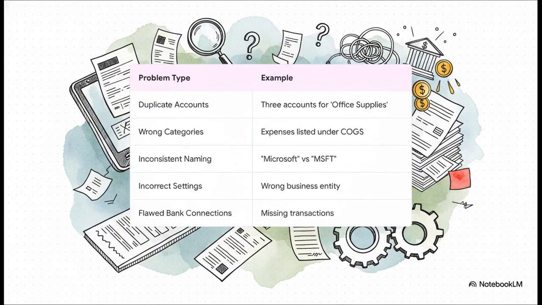And the audit is incredibly comprehensive. I mean, it goes way beyond just duplicate accounts. It catches everything from expenses that are lodged in the wrong category to flawed bank connections. And this is where the AI really shines. It can cross-reference your vendor list against your expense accounts and your settings, identifying not just simple mistakes, but really complex, interconnected problems that are almost invisible to the human eye.